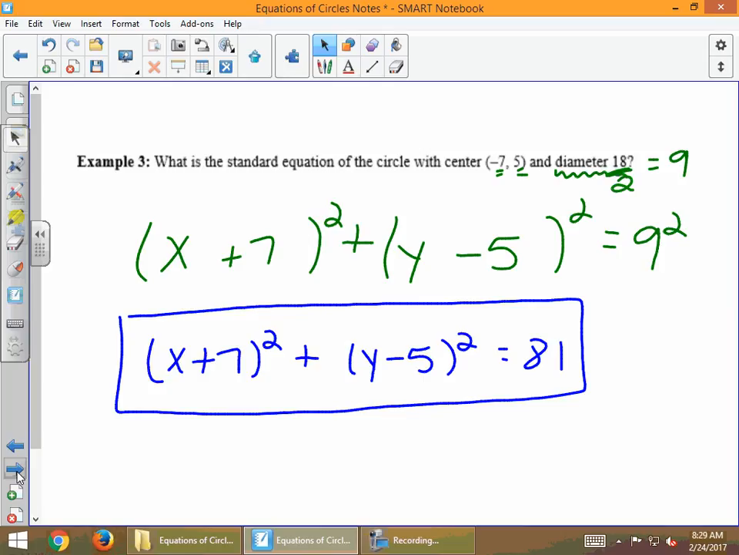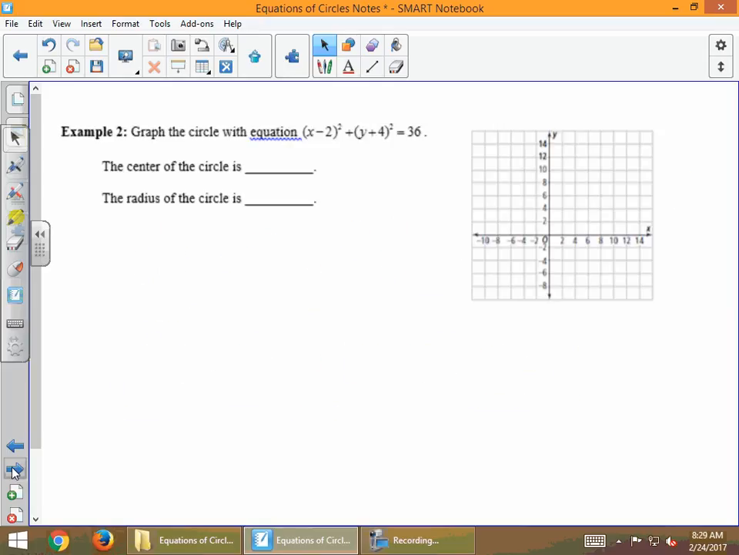Again, just change the sign of the center, square the radius. Put in the numbers in the right spot. Okay. On the back, if you flip it over, this should be example 4.